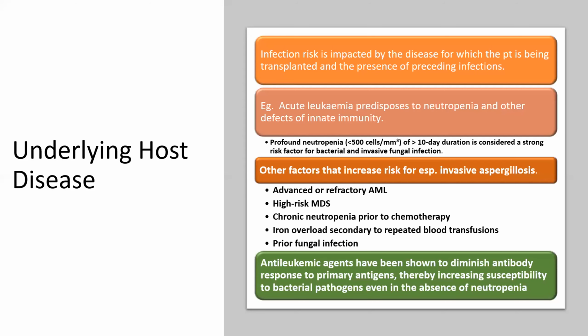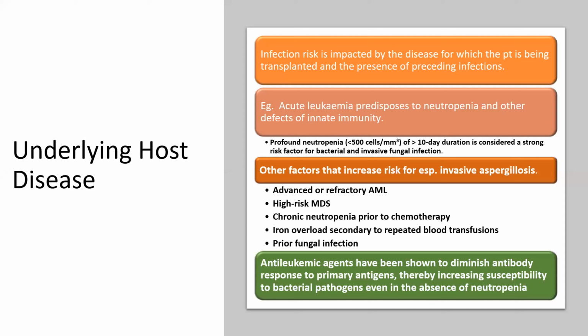Neutropenia may extend for 6 weeks or longer, and at times T cell immune dysfunction may persist for much longer. So then with regards to the underlying host disease, the type of condition for which you're transplanting your patient may also play a part in the complications. So infection risk is impacted by the disease for which the patient is being transplanted and the presence of preceding infections. For example, patients with acute leukemia, the disease itself predisposes to neutropenia and other defects of innate immunity. And profound neutropenia of more than 10 days duration is considered a strong risk factor for bacterial and invasive fungal infections.